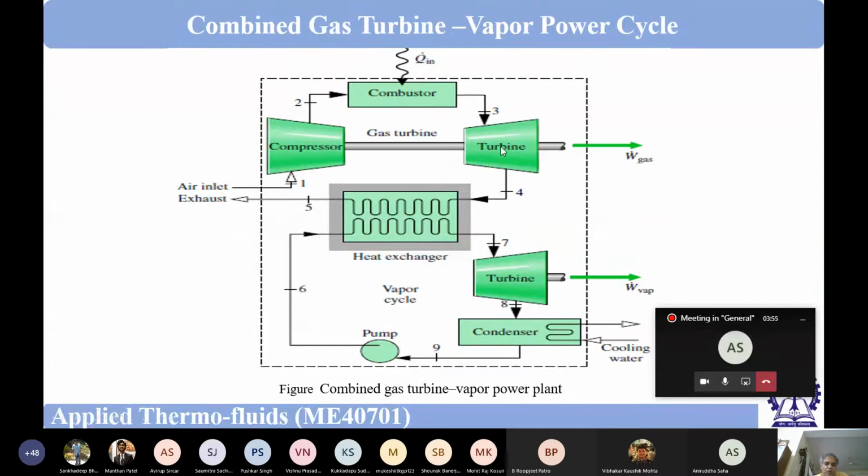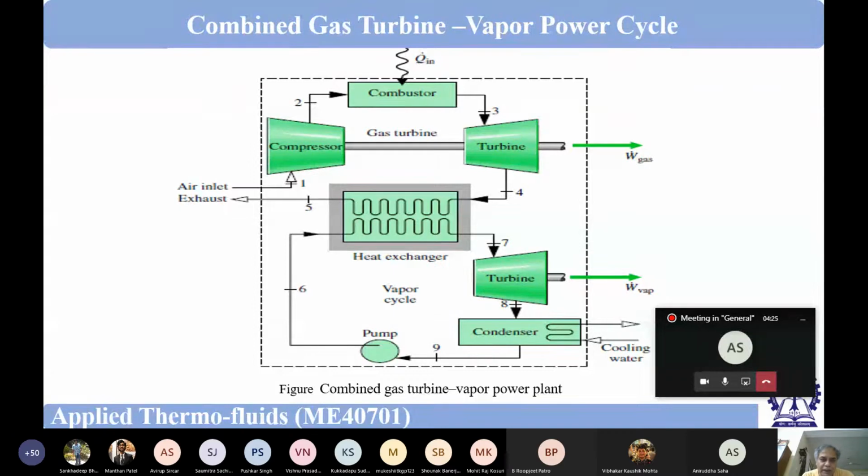So two very simple cycles have been shown and joined together with the help of a heat exchanger, which has got a special name, as I have told. This is heat recovery steam generator, or HRSG. Very commonly it is known as HRSG. And we will spend some time on HRSG, not in this. I will send you a deck of slides, particularly on HRSG.